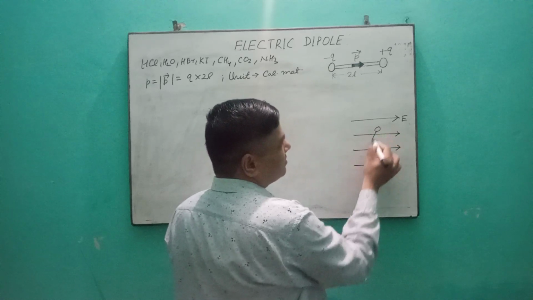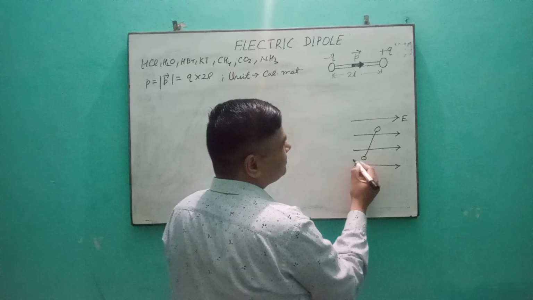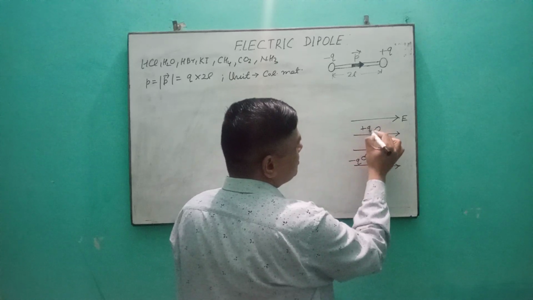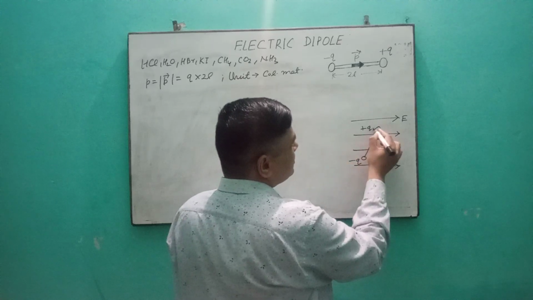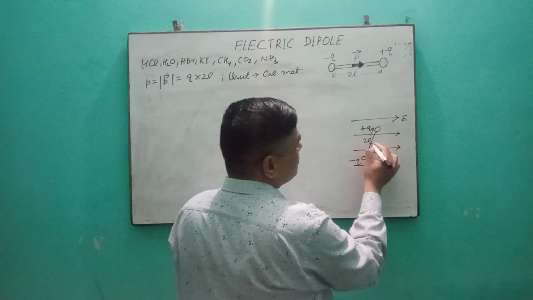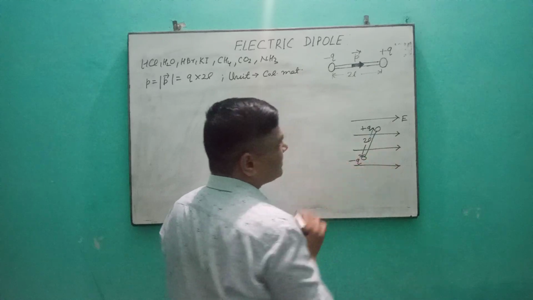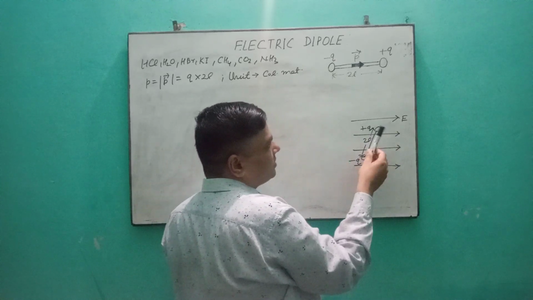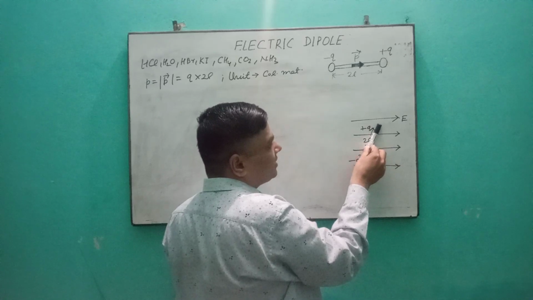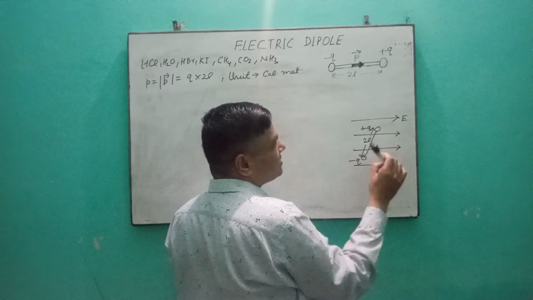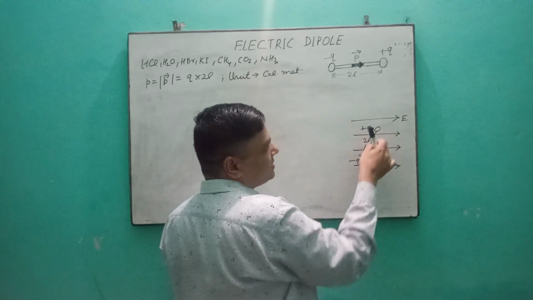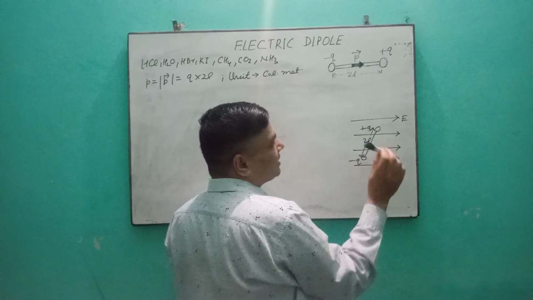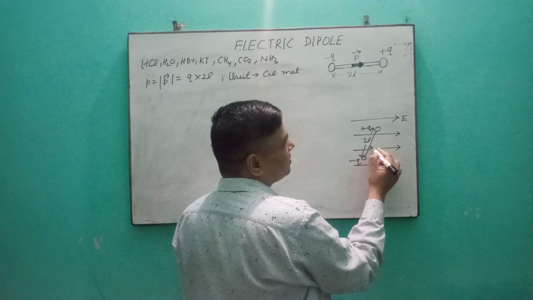This is our electric dipole. This is our negative charge q, this is our positive charge q. The distance between them is 2l. Okay, and this electric dipole is placed at an angle theta with this electric field E, that is this angle is theta. The axis of the electric dipole is making angle theta with electric field E.